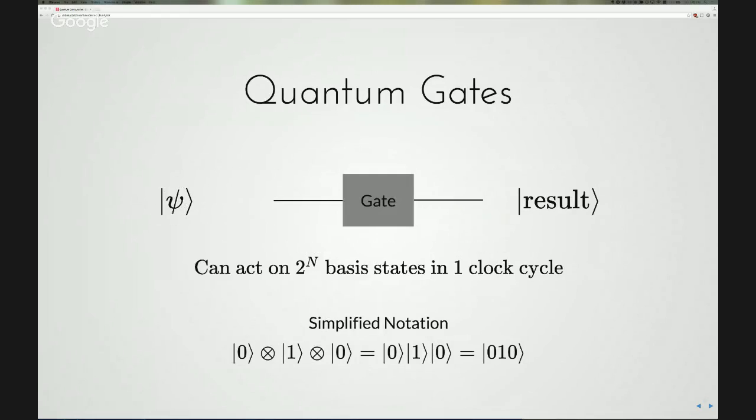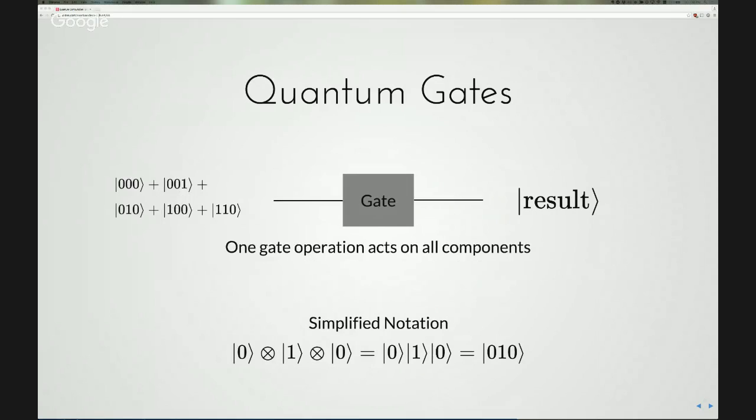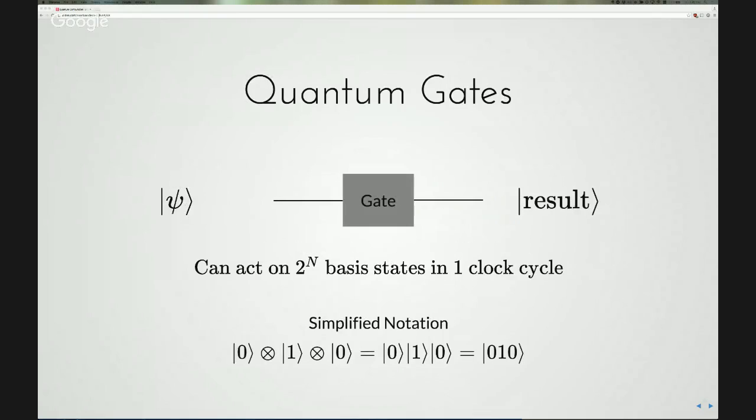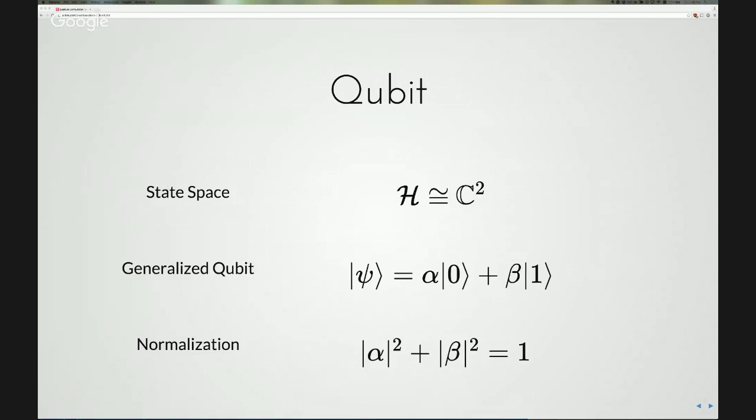Because you can treat the input as an arbitrary state vector psi, and if psi has n qubits, in this case n is 3, all possible combinations are 2 to the 3 equals 8. So for an arbitrary n-qubit system, if you pass it through a quantum gate, it acts on all 2 to the n basis states. So you're able to perform an exponential amount of computation at the same time.